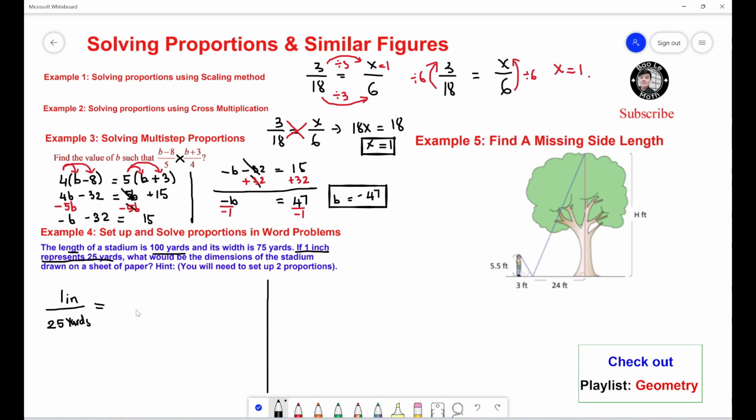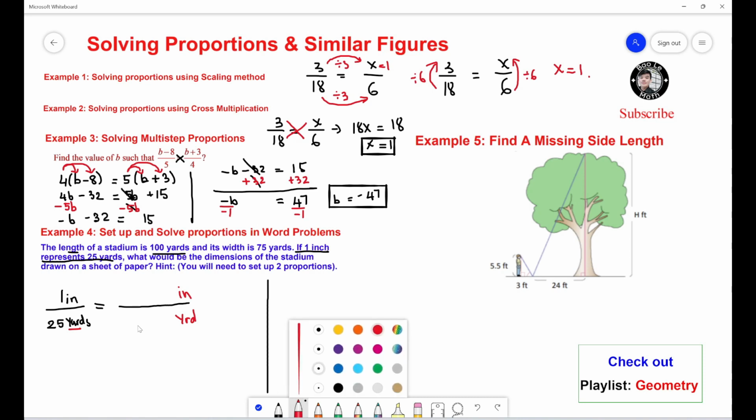Alright, now you set up the proportion. You need to be careful right here. On the top you put inch, right? This must be inch. On the bottom you put yard. This must be yard. So keep that in mind. So you have the length right here. It's going to be 100 yards. Because this is yard, you put 100 right here. Now you need to put s right here.